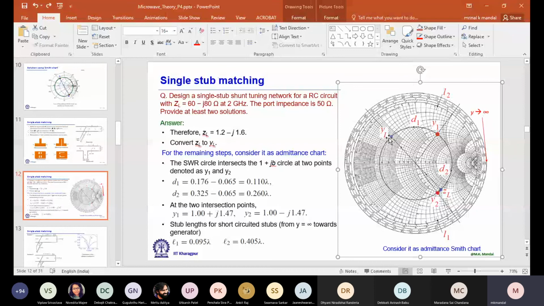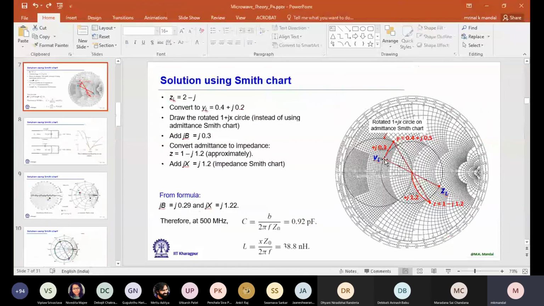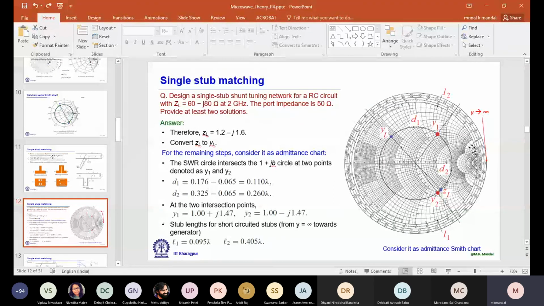Then what we did for the first problem, you check. We follow a line here, and then we see where it cuts the y equal to 1 circle. So here we do the same thing. Now the y equal to 1 circle, actually this one, passes through the center, and this is y equal to infinity.